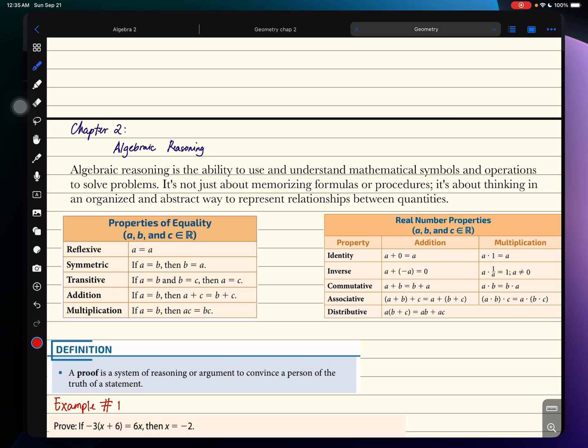It will help you in your everyday life, from budgeting your money to planning a road trip, and it also teaches you to think critically and make informed decisions. In this video, we're going to cover the basic principles of algebraic reasoning and show you how to apply them. Also, we're going to break down complex problems into smaller, manageable steps. So grab your thinking caps and let's get started.